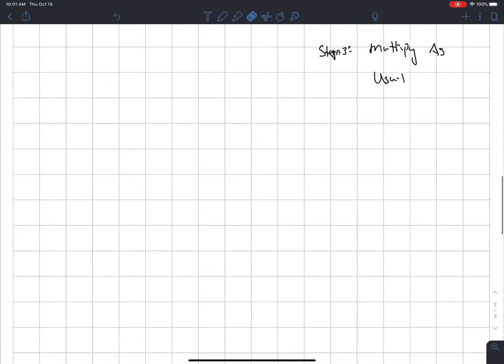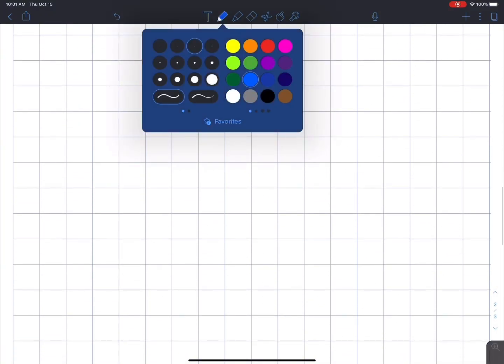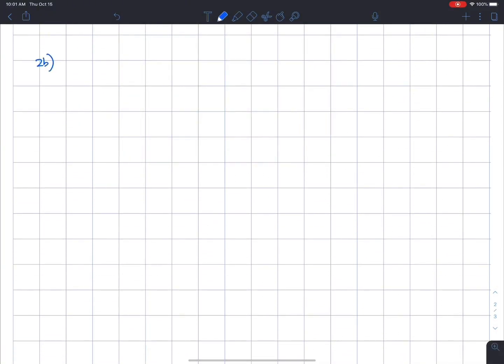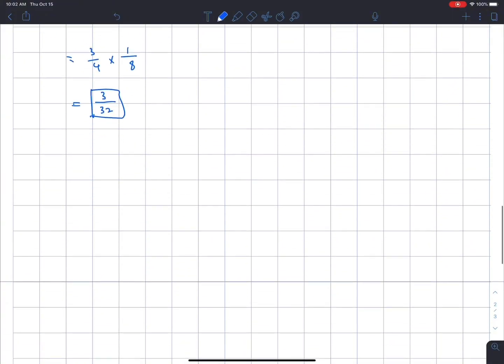Okay, moving on to 2b. 3/4 of a circle is divided into 8 equal pieces. So this is 3 over 4 divided by 8 over 1. Now we change it into times by taking the reciprocal of the second fraction. And then we multiply as usual. 3 times 1 is 3. 4 times 8 is 32. So the answer is 3 over 32.